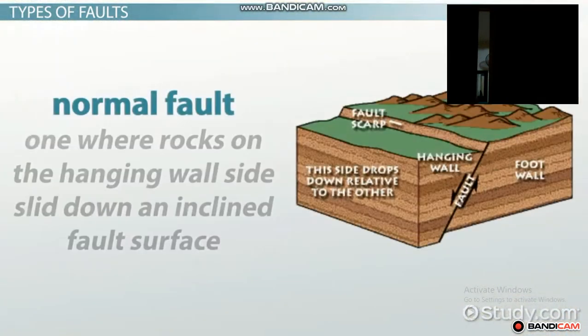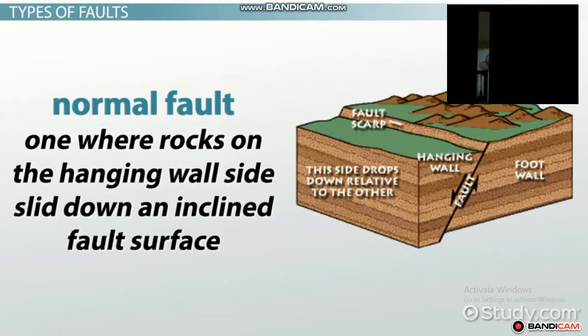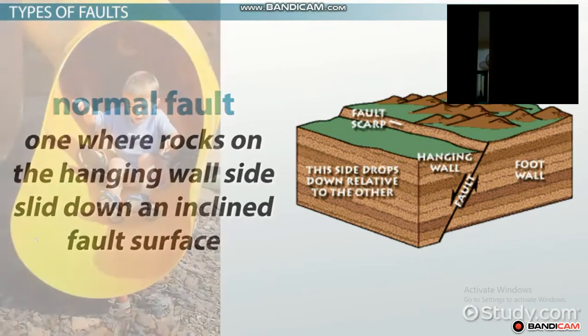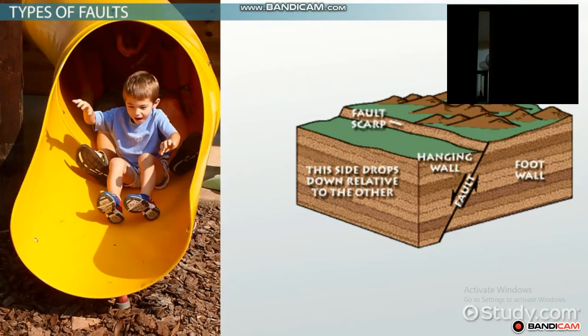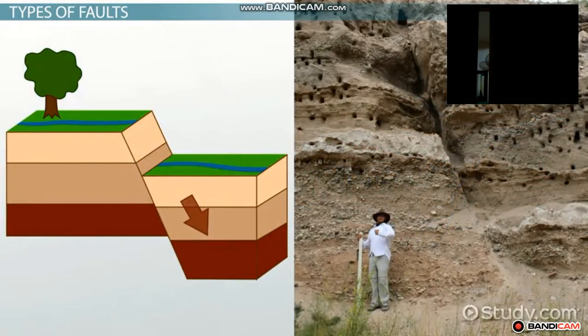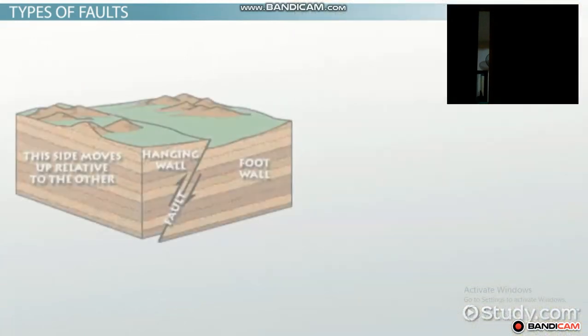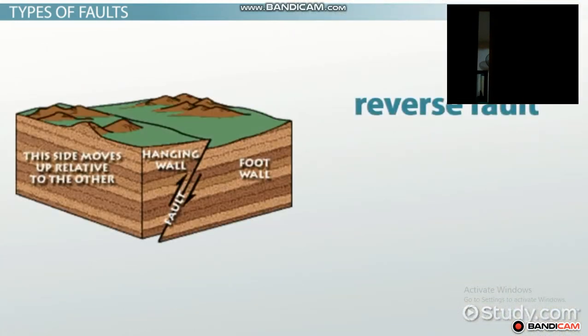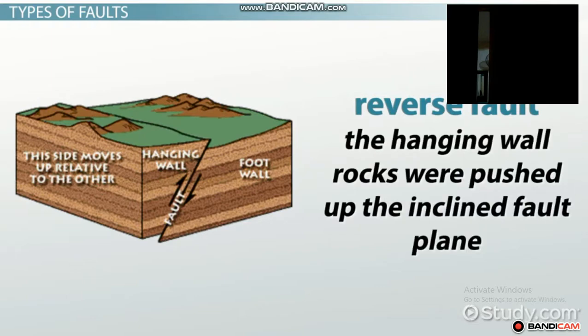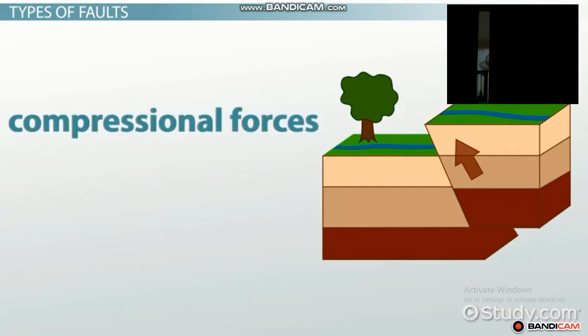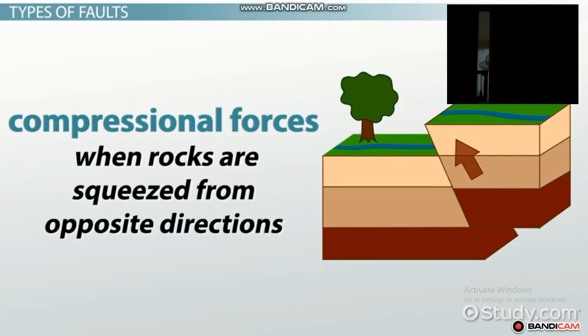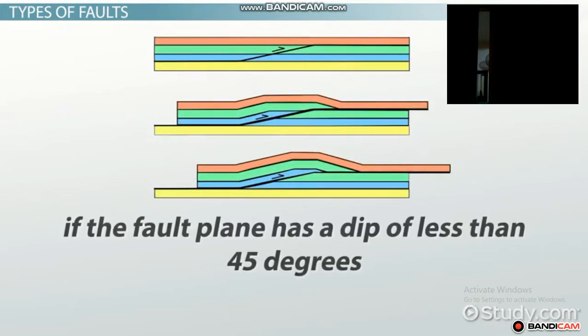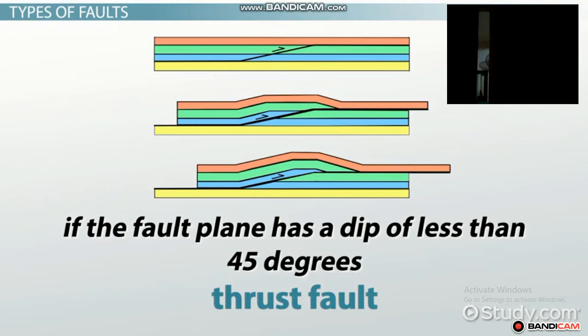A normal fault is one where rocks on the hanging wall side slid down an inclined fault surface, just like if you slid down a playground slide. Normal faults form when rocks of the lithosphere are pulled in opposite directions, called extensional forces. A reverse fault is, as you might guess, the opposite case. The hanging wall rocks were pushed up the inclined fault plane. Reverse faults are the result of compressional forces, when rocks are squeezed from opposite directions. If the fault plane has a dip of less than 45 degrees, the reverse fault is called a thrust fault.